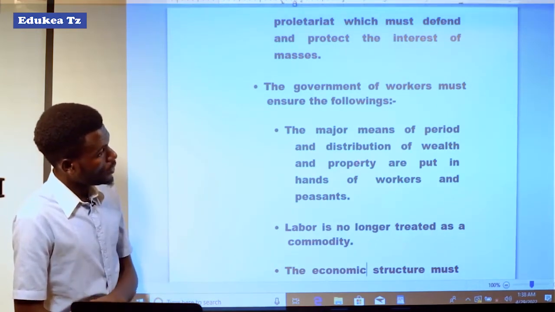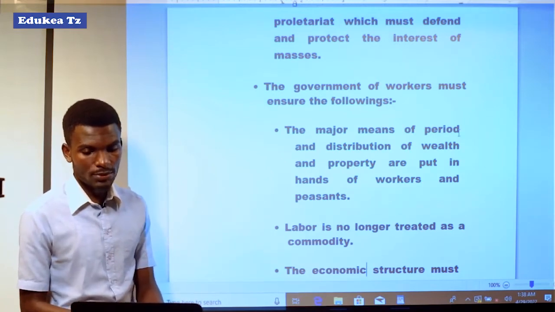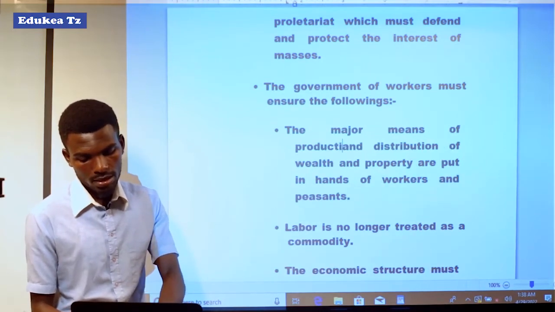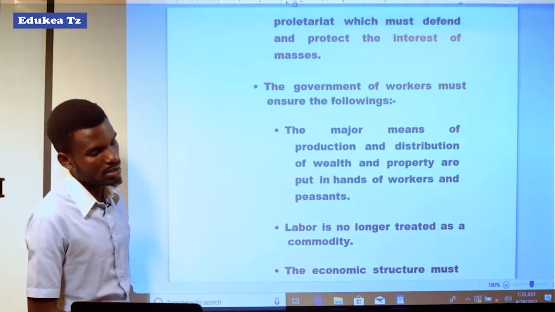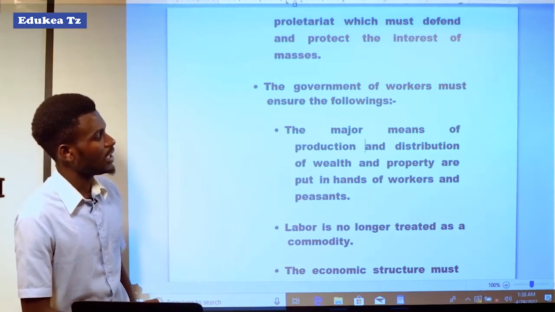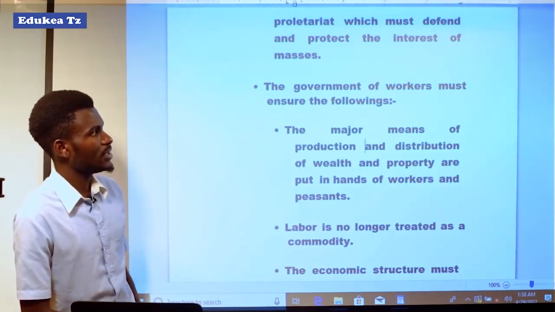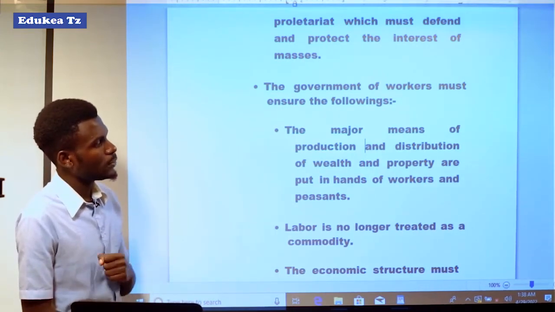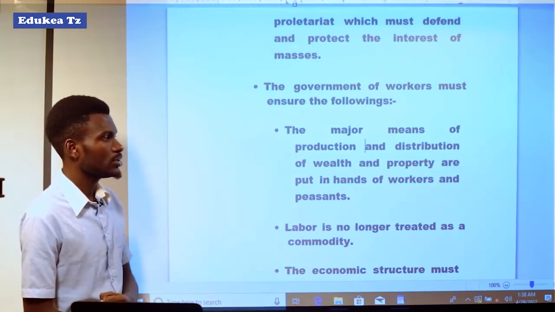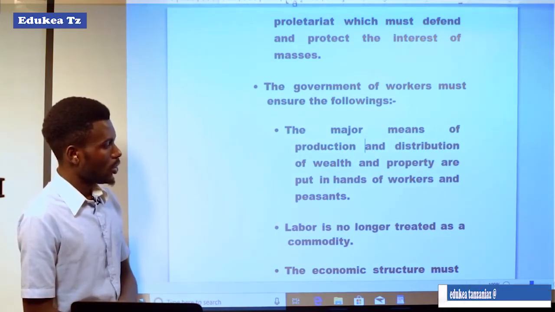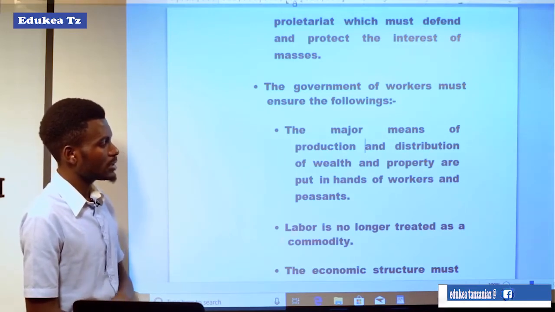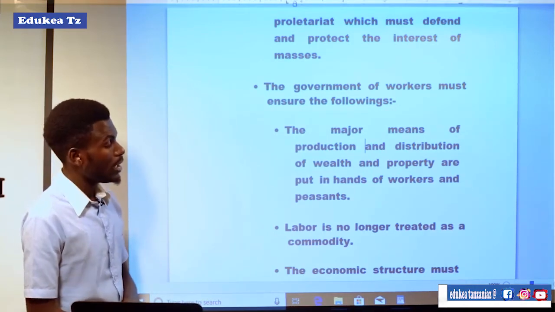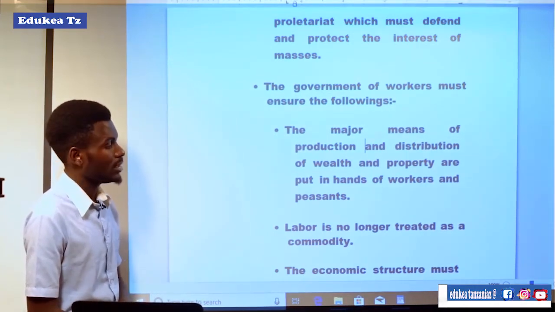The major means of production and the distribution of wealth and property are put in the hands of workers and peasants. Also, labor is no longer treated as a commodity.